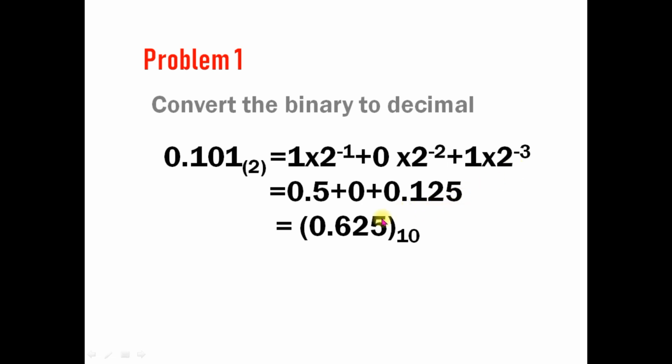0.125. On summing, we get 0.625 base 10. This is the converted 0.101 binary to 0.625 in the decimal system.